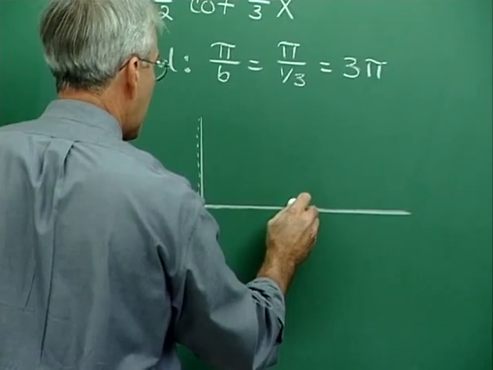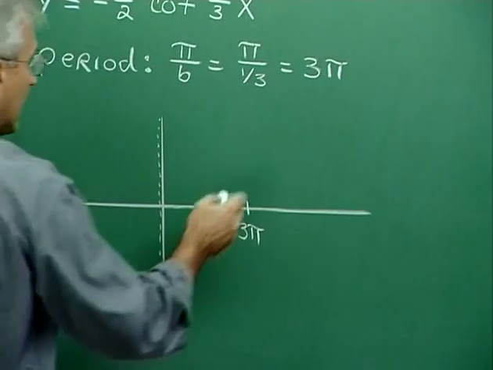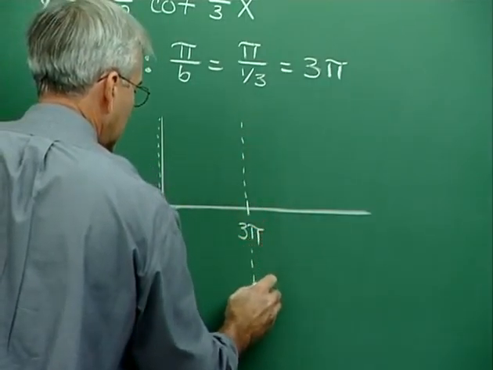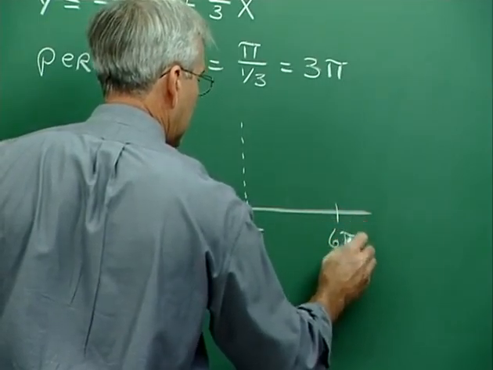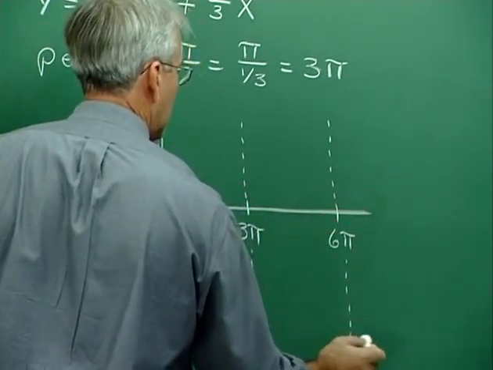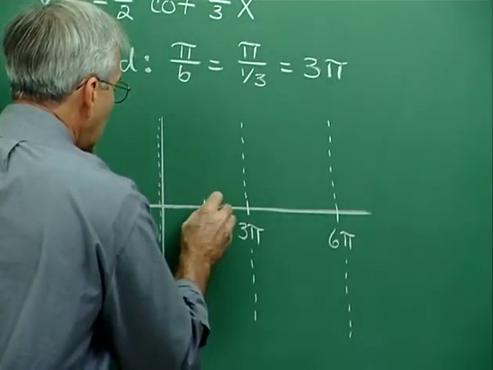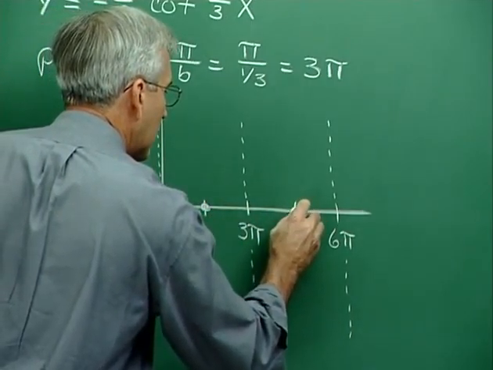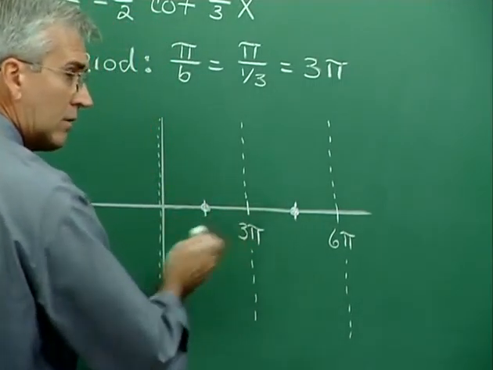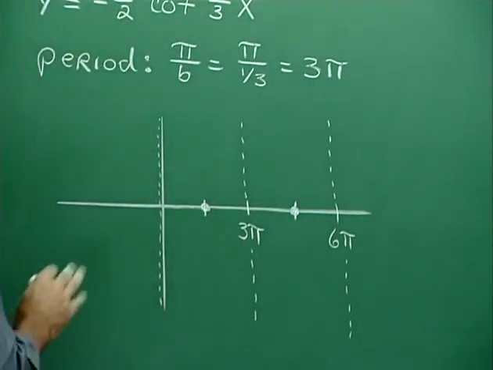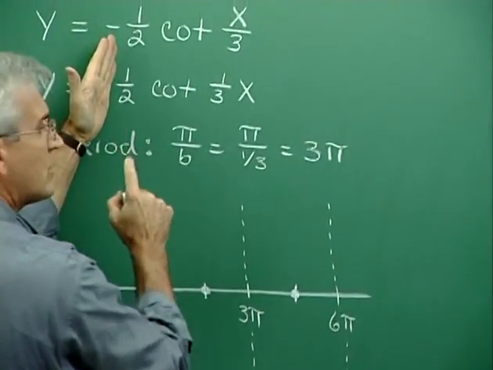We go over to 3 pi. Well, let's say that 3 pi is right here. And we have another asymptote. And over here at 6 pi we have another one. Now, how does the graph behave? Well, we know that the graph is going to have an x-intercept right in between the period. Okay, that much we kind of know. But what about, well, first of all, the 1/2 idea.